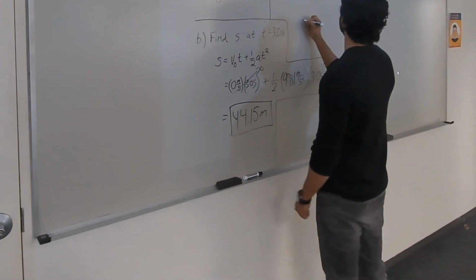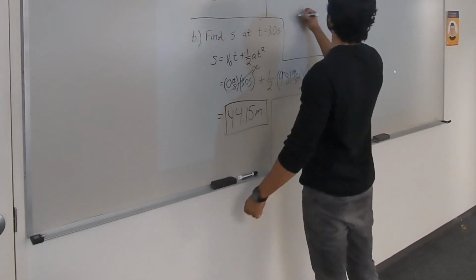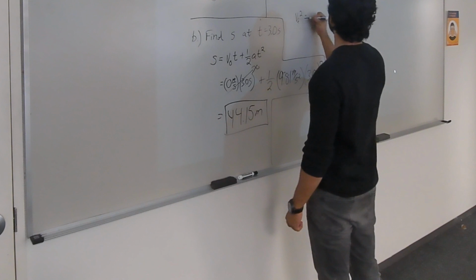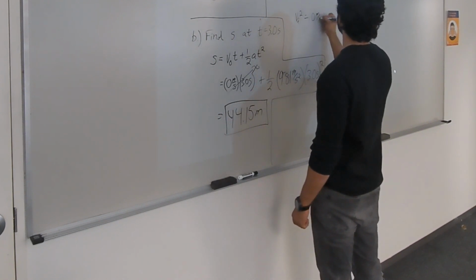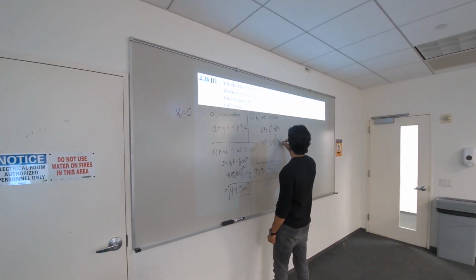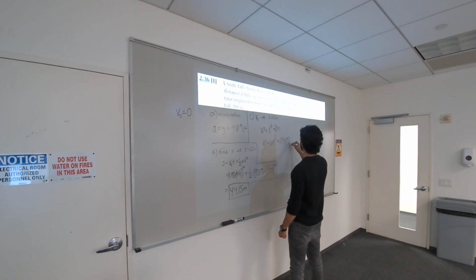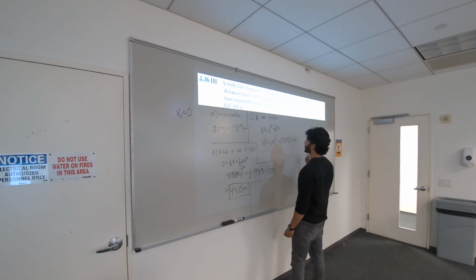So then you simply plug it in. Our initial velocity was 0. VF squared equals 0 meters per second squared goes to 0 plus 2 times acceleration times, what was the time? No, sorry, distance, 70 meters. All right, that makes much more sense.